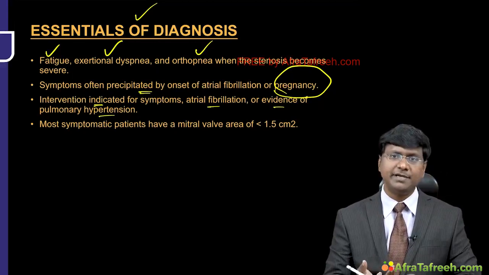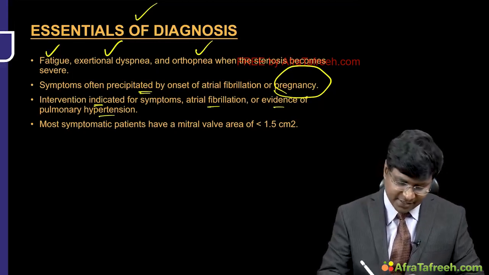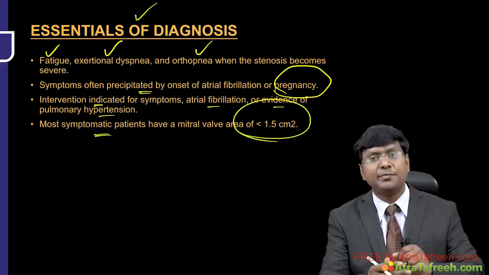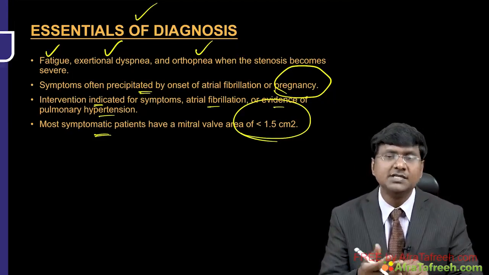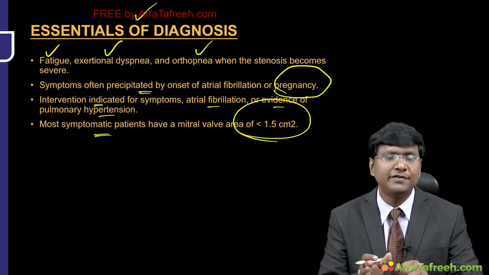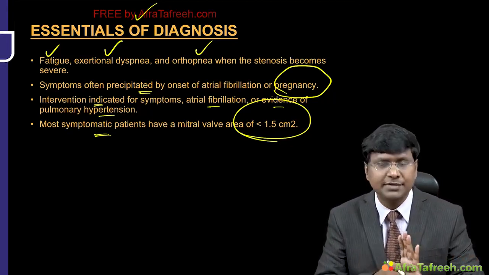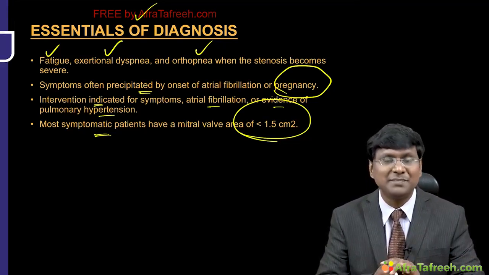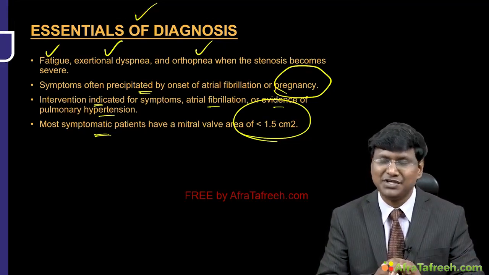The interventions include PBMC or mitral valve replacement. Most symptomatic patients have a mitral valve area of less than 1.5 centimeter square. What does that mean? Severe mitral stenosis. Whereas progressive mitral stenosis, between 1.5 to 2 centimeter square, is mostly asymptomatic. So this finishes the very important topic, mitral stenosis. Thank you very much.